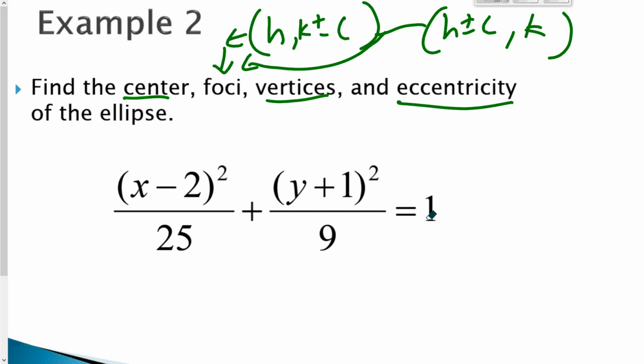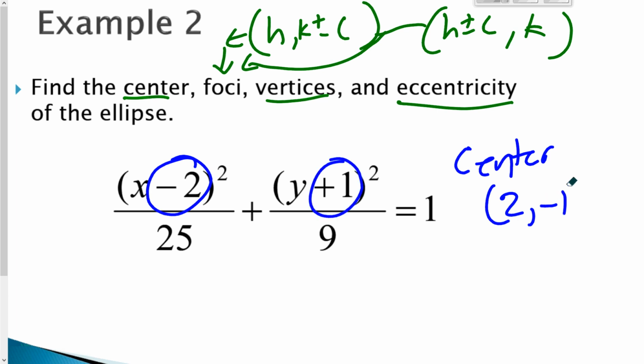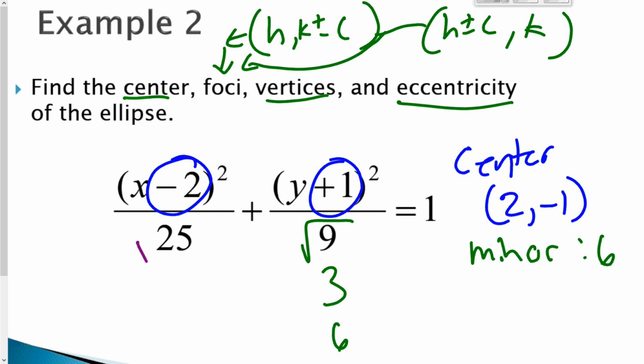Okay, this one's already set equal to 1, so we're good there. So now all we have to do is find the center. Center is always opposite of the number with x, so that'd be 2, because it's a point, right? So it has an x and a y, and then opposite of this number is -1, so there's my center. Now to find the minor, you take the smaller denominator, square root it, 3, times it by 2, we get 6, so the minor is 6. The major, square root the bigger denominator, 5, times it by 2 is 10.